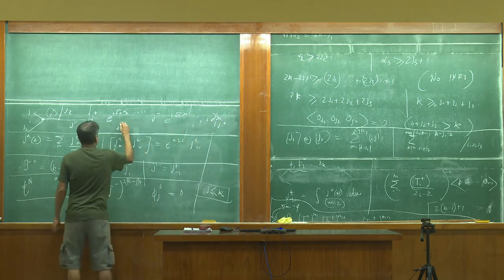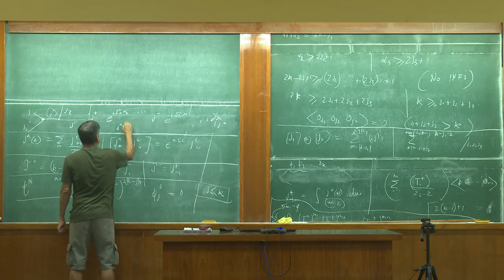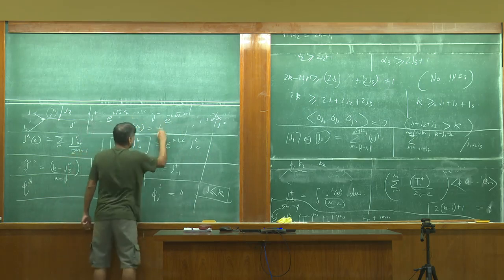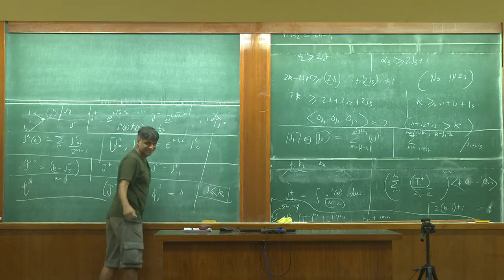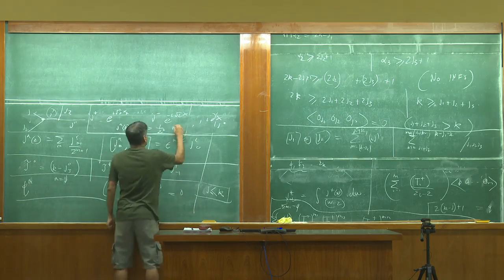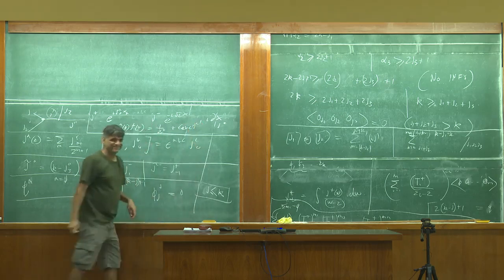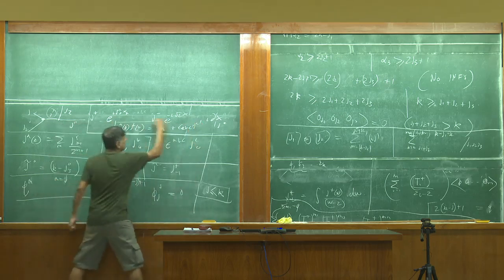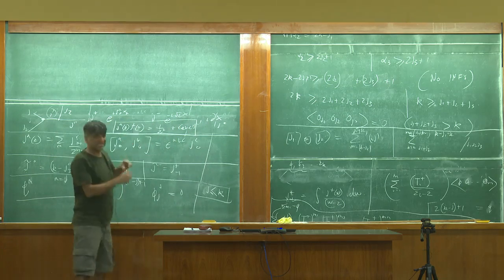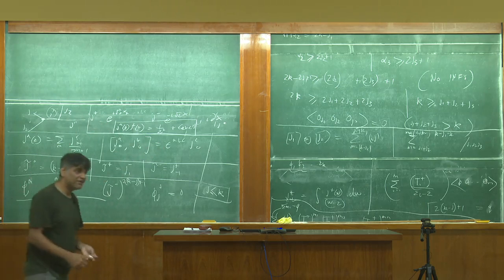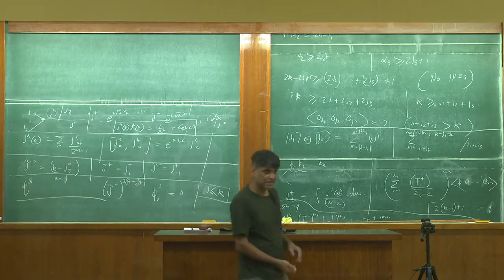And we found that j^a(z) j^b(0) was equal to 1 by z squared, plus epsilon^{abc} j^c. So these free bosons at the self-dual radius generate a level 1 current algebra.